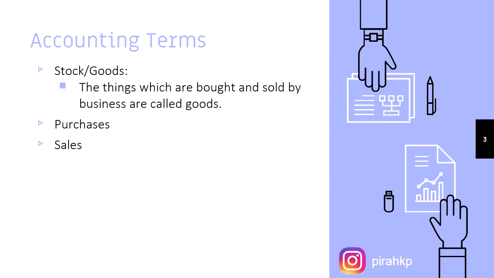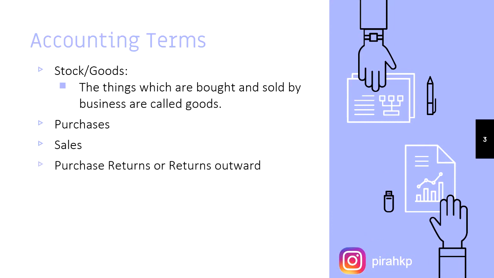Next is sales. Sales is a similar thing, only difference is that you are selling over here. You are selling goods. In purchases, you were purchasing goods, you were buying goods. Over here, you are selling goods. Alright? So if there's only sales written, then you know this means goods.